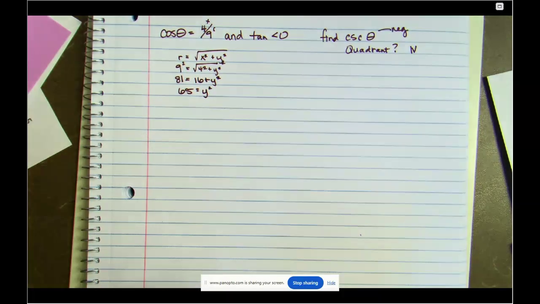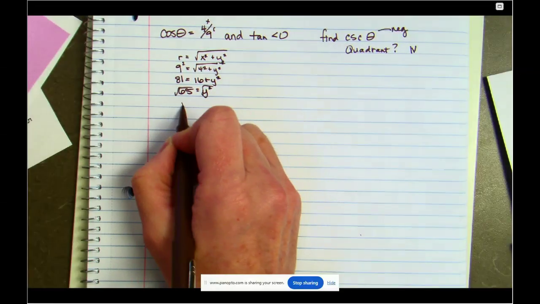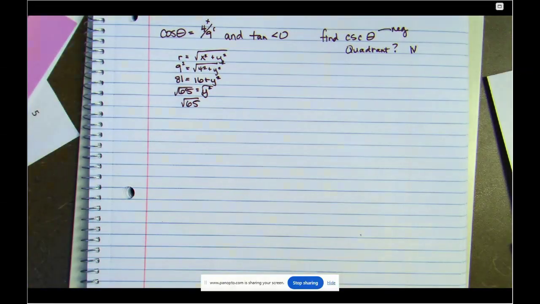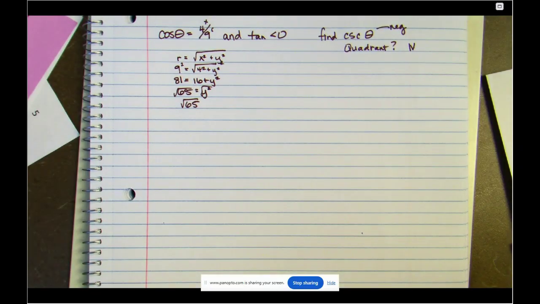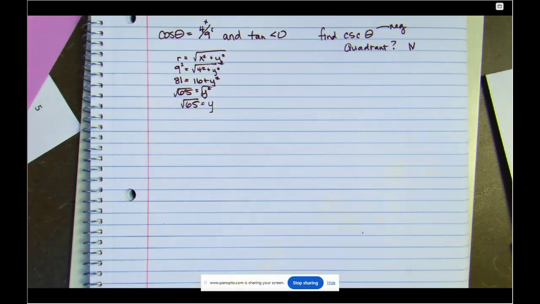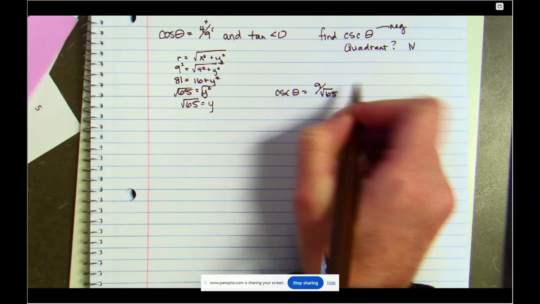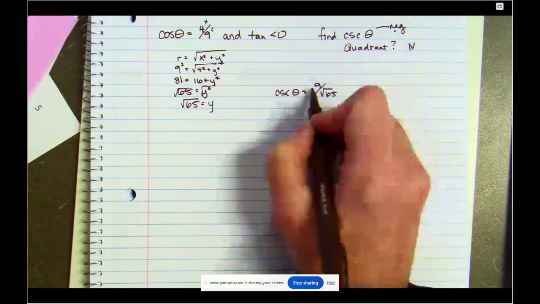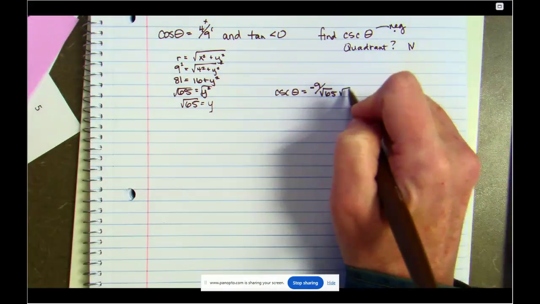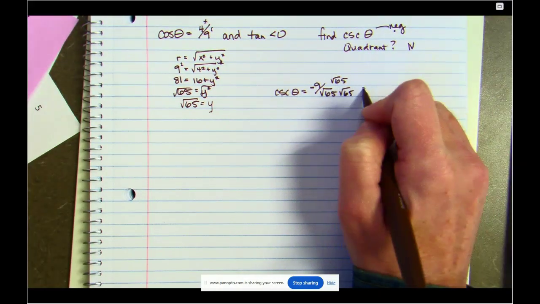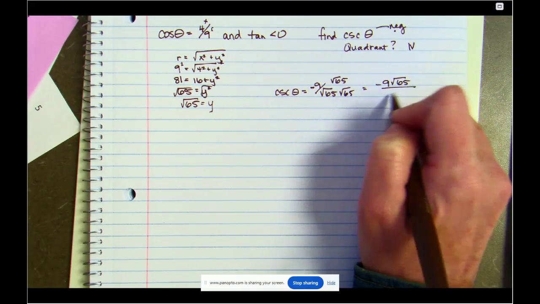And then square root that. The square root of 65, I don't think reduces. 65 is divisible by 5, but it's 5 times 13, so it doesn't simplify. Okay, so there's your y. And then cosecant is r over y. So cosecant is r, which is 9, over y, which is the square root of 65. And go back to what we determined, it has to be negative. And rationalize. So negative 9 square root of 65 over 65.